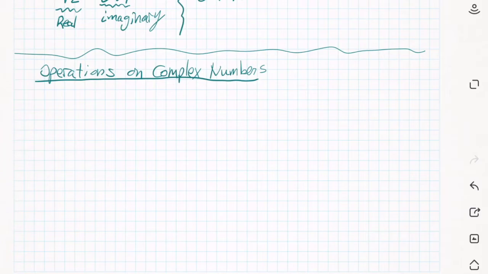Now that we've defined what a complex number is, we should be able to do operations on it: addition, subtraction, multiplication, and division.